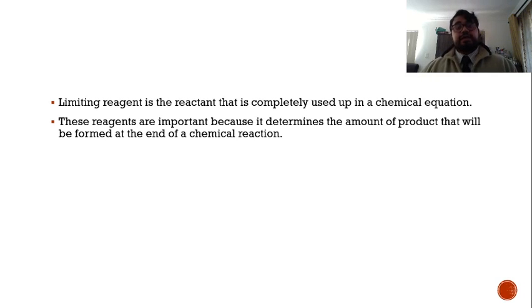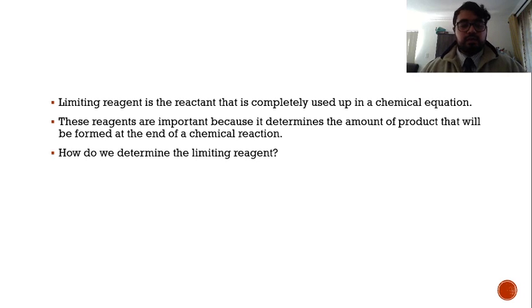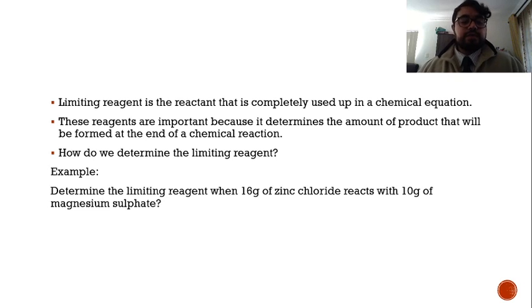Like I said with the potato, it determines how much. We have one potato, we slice that up, and that potato gives us 150 grams of Simba chips when fried in the oil. So it determines how much of the product we get. So how do we determine the limiting reagent? We're going to look at an example. Determine the limiting reagent when 16 grams of zinc chloride reacts with 10 grams of magnesium sulfate.